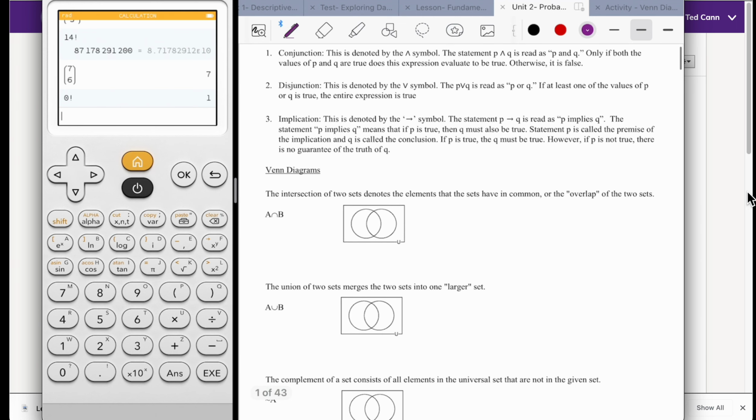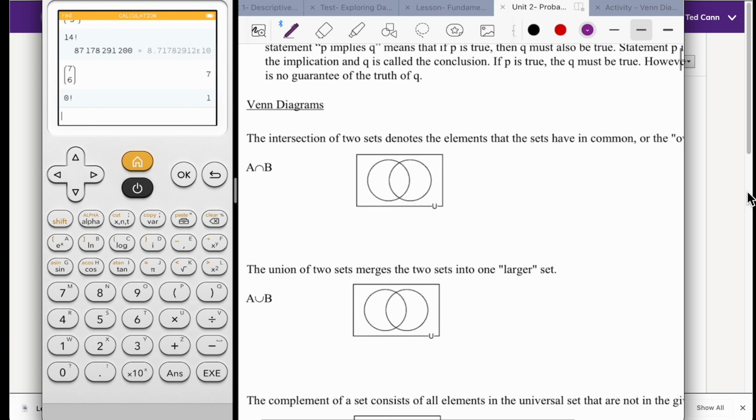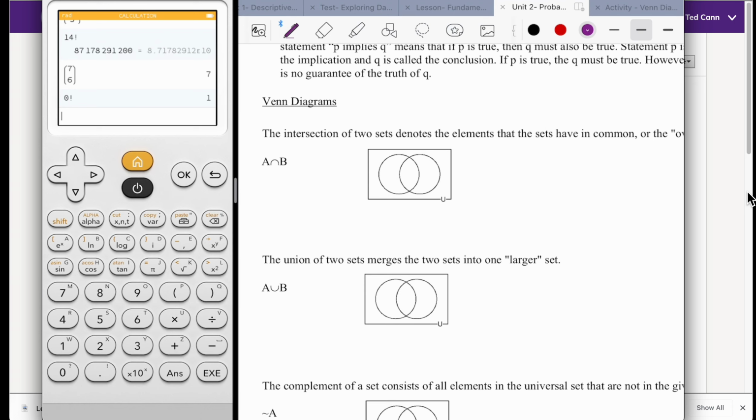So the conjunction, the and statement, is only true if both parts of the sentence are true, right? The or is true if either part of the sentence is true, and if-then we'll get to in a little bit, all right? But I wanted to expose you to the Venn diagrams related to these. They're pretty easy to do. You'll want to use colored pencils when the time comes.